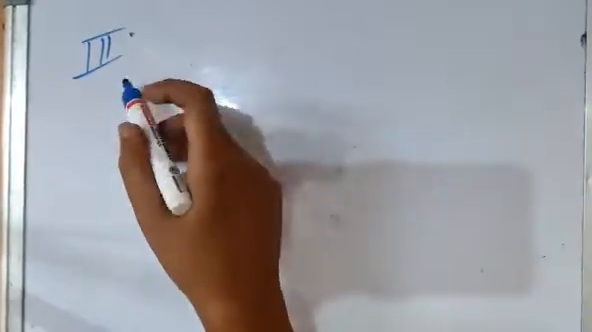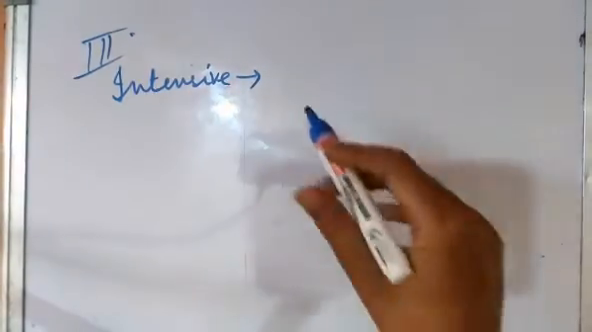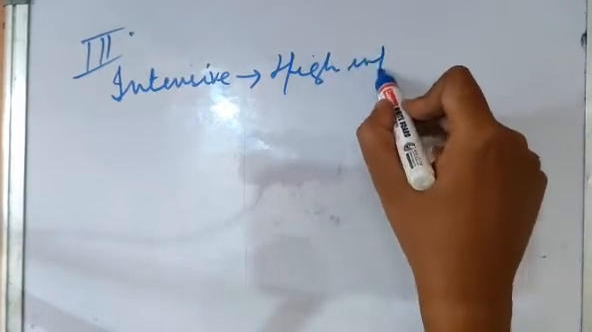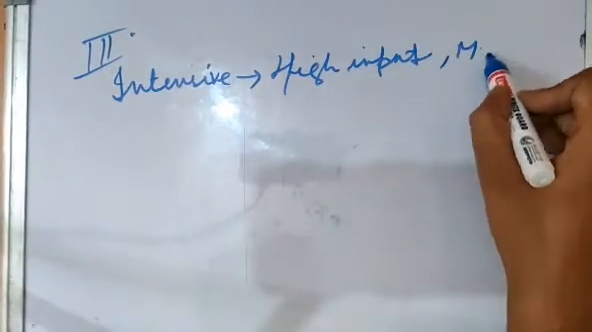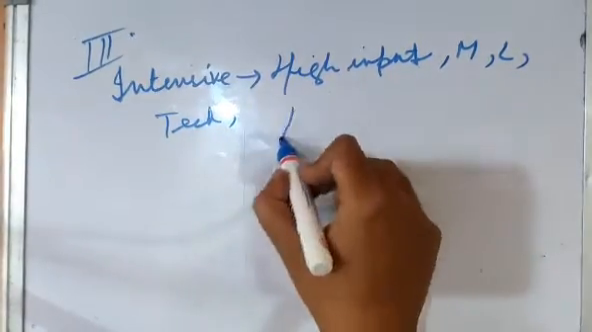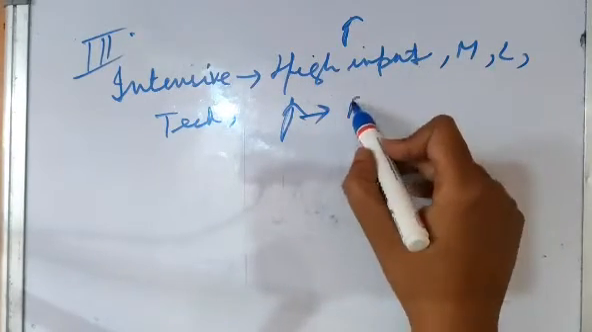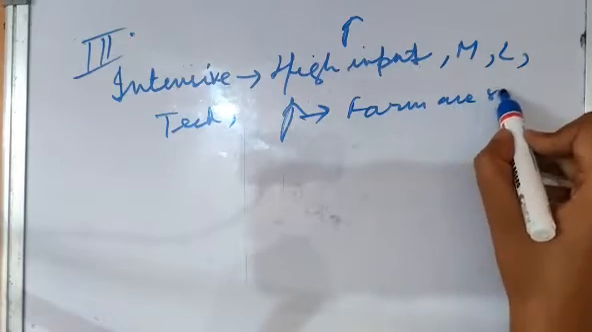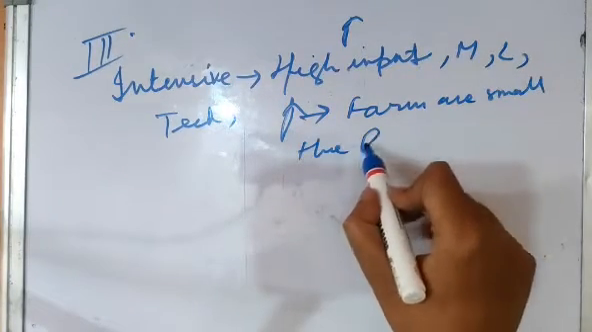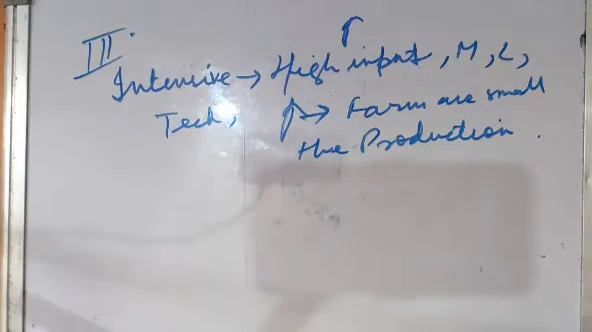Now on the basis of input used, we have got intensive. Here we use high inputs of money, labor, and technology to achieve high output. Here farms are small but the production is high. A huge amount of chemical fertilizers, pesticides, and proper irrigation methods are used in intensive farming.